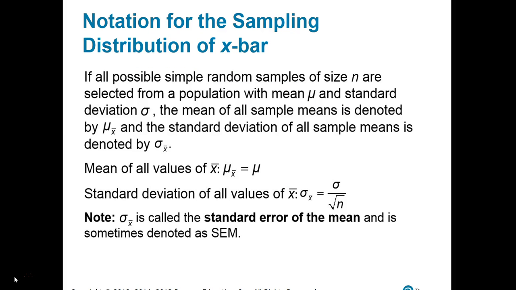All right. So this is just going over again. If we have x bar here, mu of x bar will be mu, and the standard deviation sigma x bar will be sigma over square root of n. Now, sigma x bar is called the standard error of the mean, SEM.